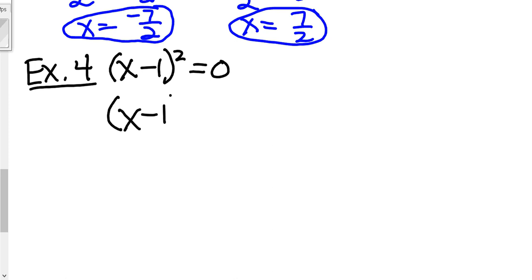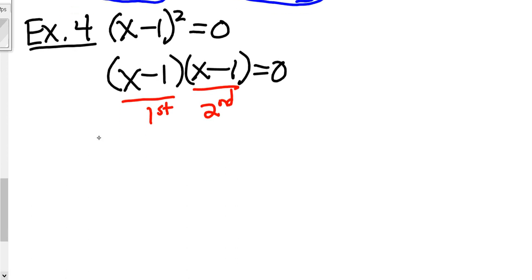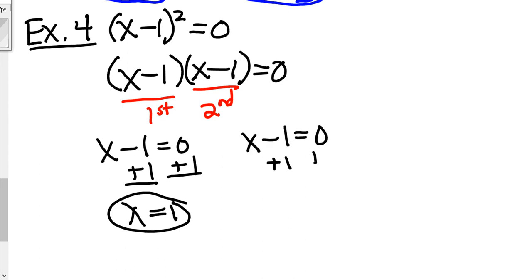Okay. X minus 1 times x minus 1 equals 0. Okay, now we're going to go ahead. We got our two parts. That's your first part, second part. And then we're going to go ahead and solve for each one. Where x minus 1 equals 0, add that 1, add that 1. X equals 1. First answer. X minus 1 equals 0. Add 1, add 1. And you get x equals 1.